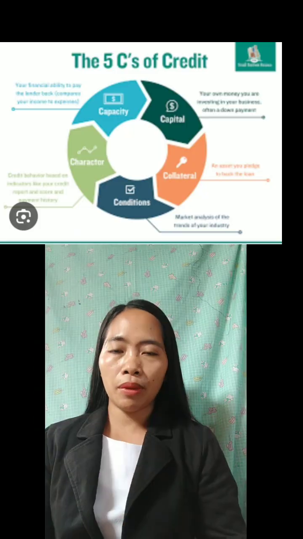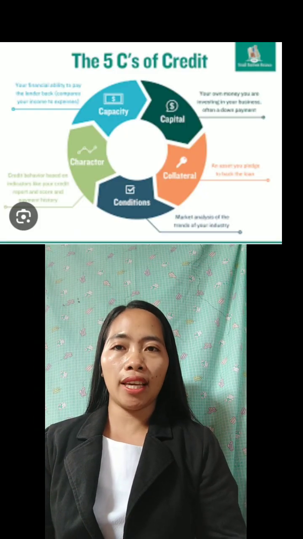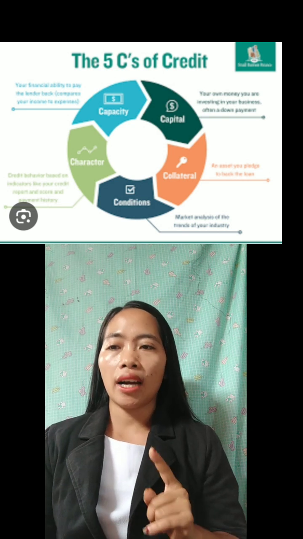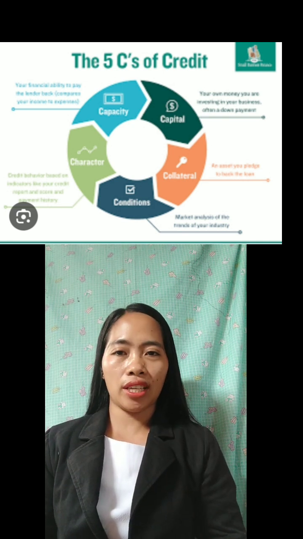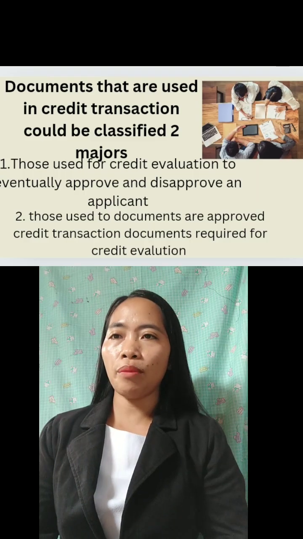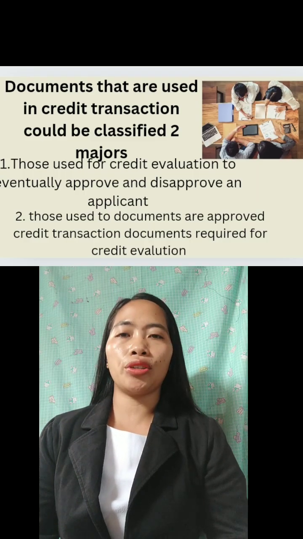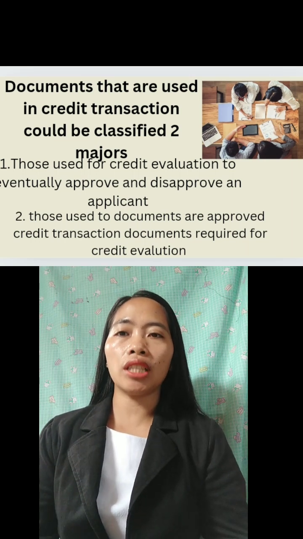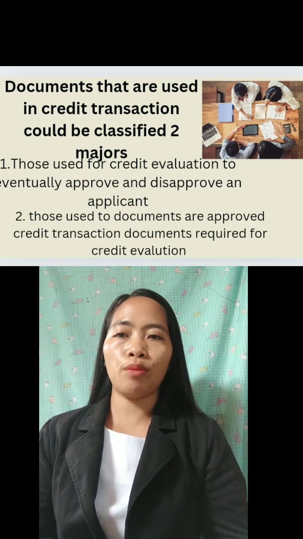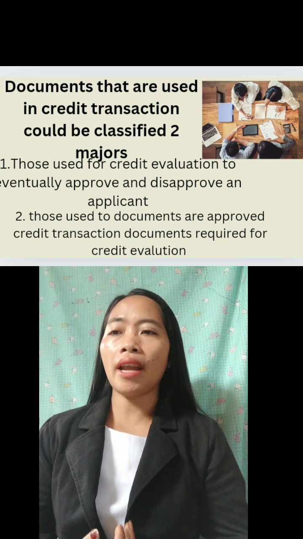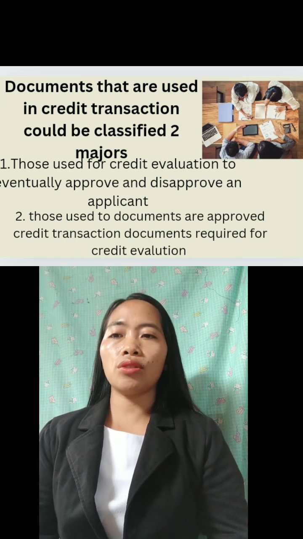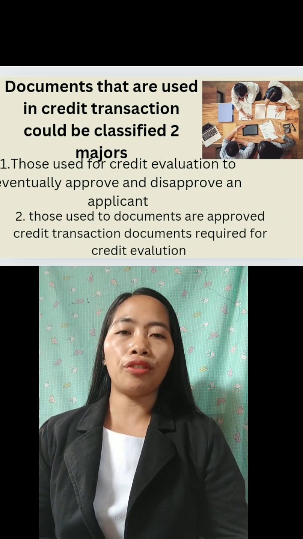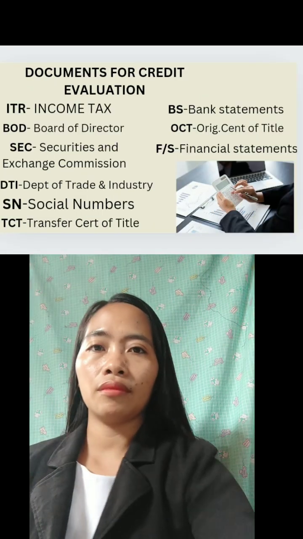investigation. Very important: there are 5 Cs of credit. Number 1 is character, then capacity, capital, collateral, and conditions. The documents that are used in credit transactions can be classified into 2 majors. Number 1 is those used for credit evaluation to eventually approve or disapprove an applicant. Number 2 is those used to document or approve credit transactions.